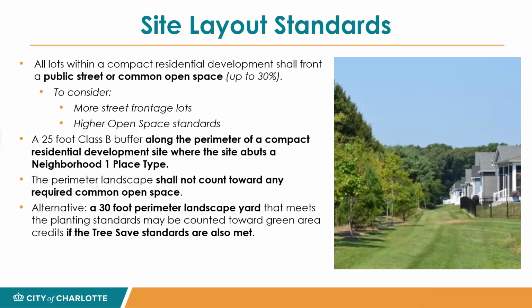We are also requiring a buffer around the entire perimeter of a compact residential development that cannot be on private property. It is in common ownership, so as to protect it in perpetuity and provide a transition when you're adjacent to another neighborhood. That buffer is really important when you're next to a neighborhood 1 place type. You can use that buffer towards your tree save if it is up to 30 feet, and all the standards are met. Next slide.